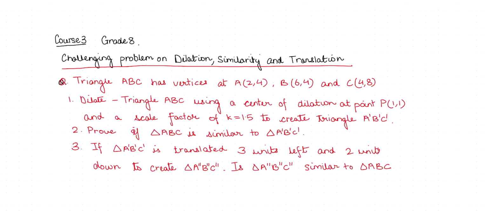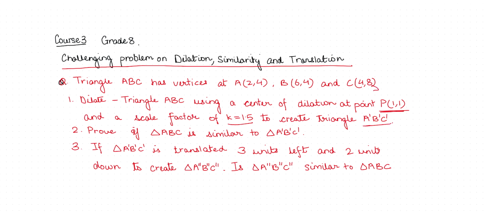So this is a question. Triangle ABC has vertices A, B, and C as given. And we have to dilate the triangle by using a center of dilation, which is not 0, 0 as usual. It is 1, 1. Okay. And a scale factor of k, 1.5, to create a triangle A dash, B dash, and C dash.